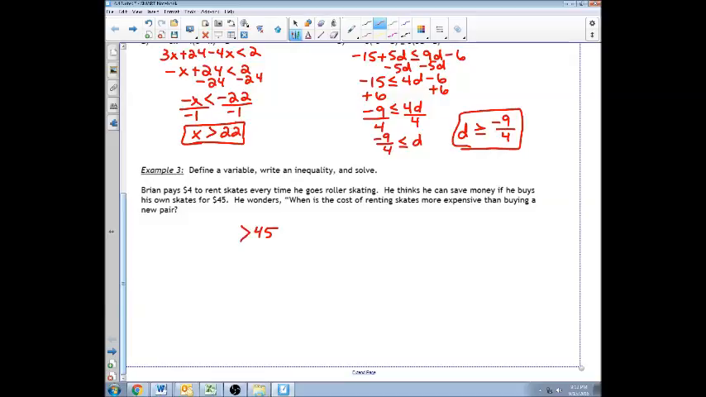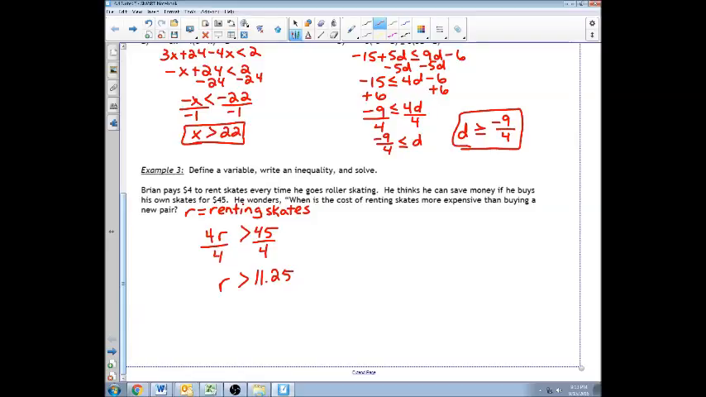So that means that whatever I am setting on the other side of the inequality from the 45 will just be greater than the 45. Now I need to go ahead and define a variable that will be the number of times I rent skates. How do I figure out how much it costs for a certain number of times of renting skates? That would be 4 times the number of times I rent the skates. From here I can divide by 4. So R would be greater than 11.25. Can you rent skates just a quarter time?